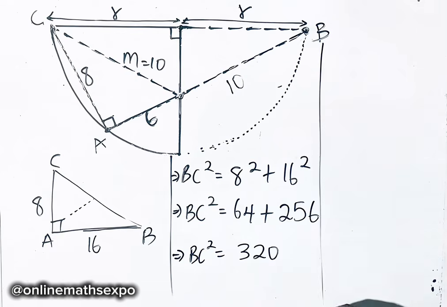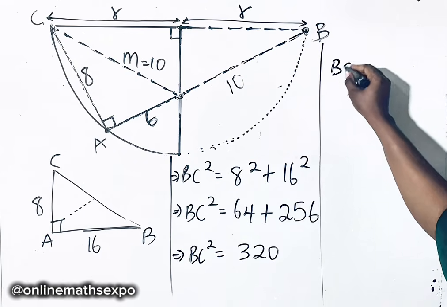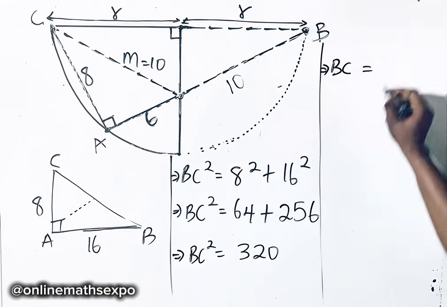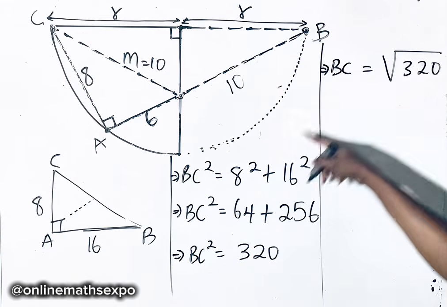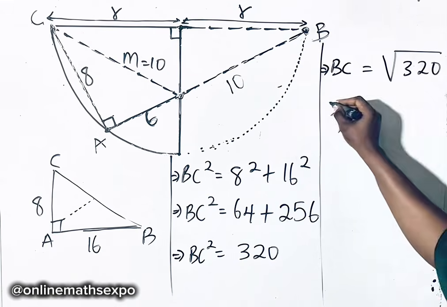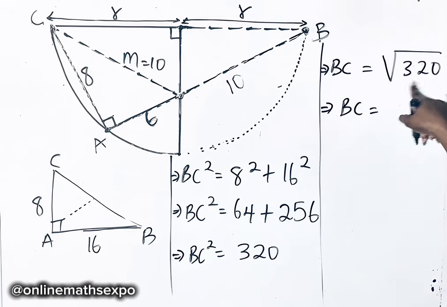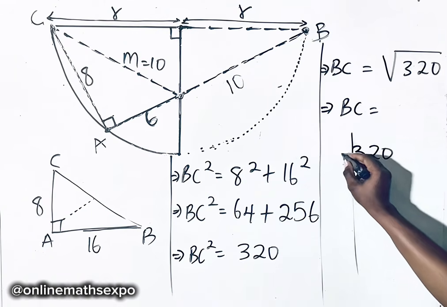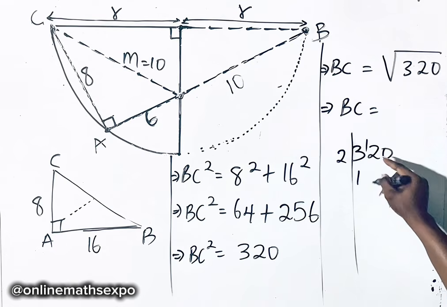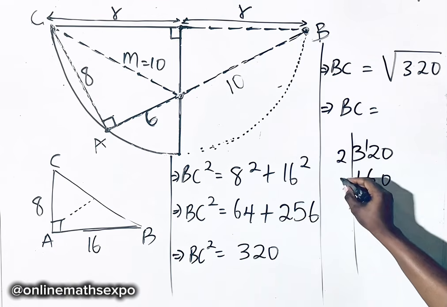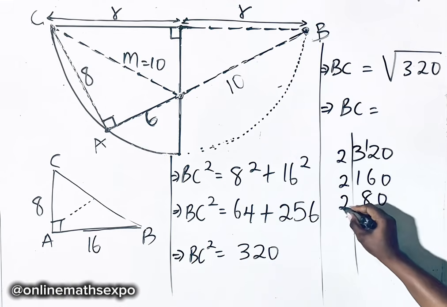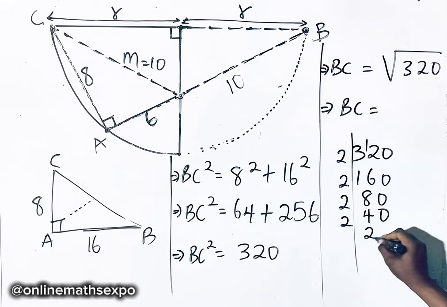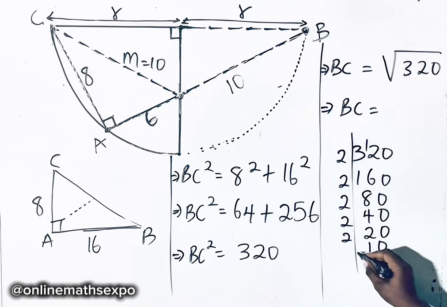Now what do you do? You want to get your BC. So to do that, take the positive square root of 320 because BC is a side. So when you do that, we are going to have BC is equal to, let's simplify this. Let me show you how you can do it without a calculator. So you have 320. 2 can divide because the last digit is 0. So we have 160. 2 can also go, we have 80. 2 here is 40. 2 will give us 20. 2 in 20 is 10. 2 in 10 is 5, and 5 divides itself 1.